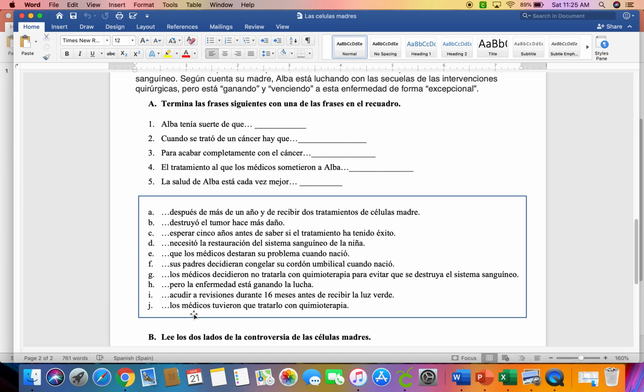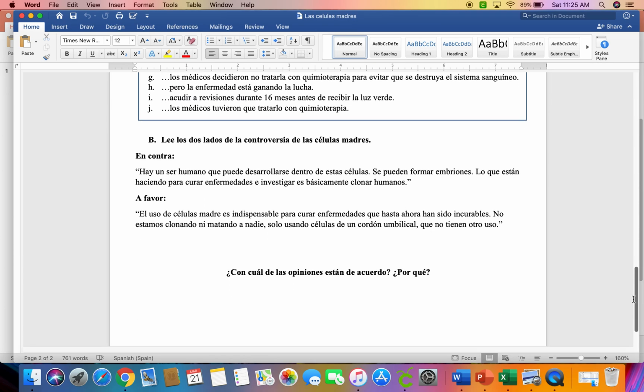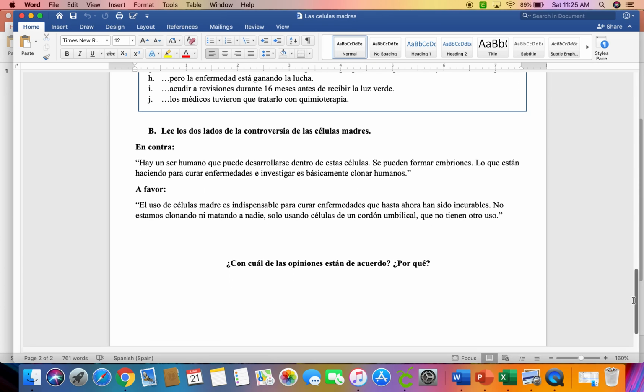And again, I'll post these answers for you guys next Sunday so you can check them. But part B, I do want you to submit your answer. So dice, lea los dos lados de la controversia de las células madres. So we're going to read both sides of the controversy. So stem cell research, the use of stem cells is very controversial in the scientific field.